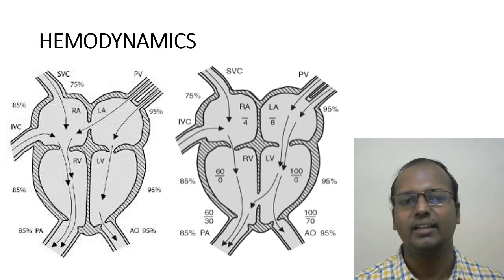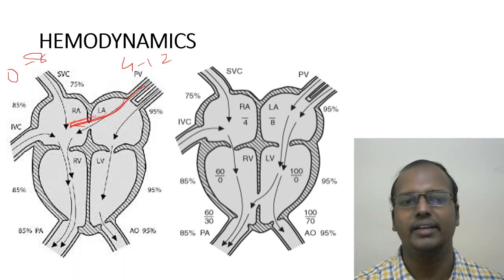What happens in the ASD? Blood from the left atrium will go into the right atrium. We discussed that the normal pressure of the right atrium is 0 to 8, whereas the left atrium is 4 to 12. So the higher pressure will favor flow into the right atrium from the left atrium. Some blood will go into the left ventricle, and a lot of blood will go through the tricuspid valve, so we can hear a mid-diastolic murmur.